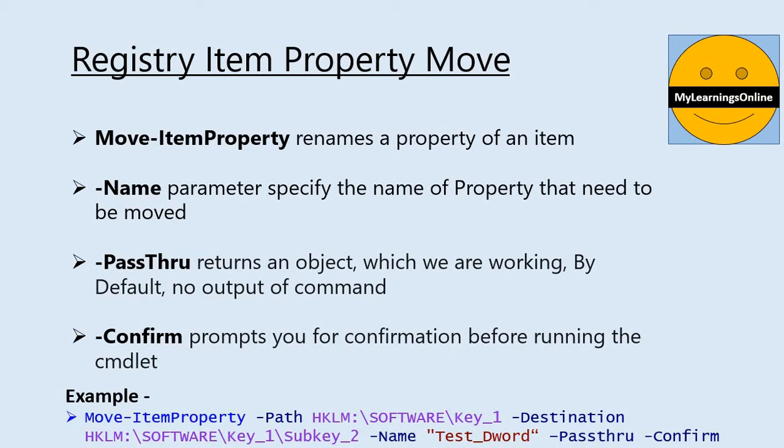The Confirm parameter is used to get a confirmation prompt before actually running the command. It helps us to be double sure about our action. In this example, we can see all these three parameters being used.